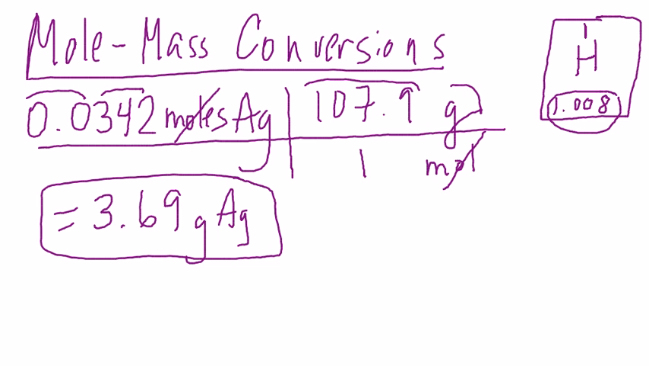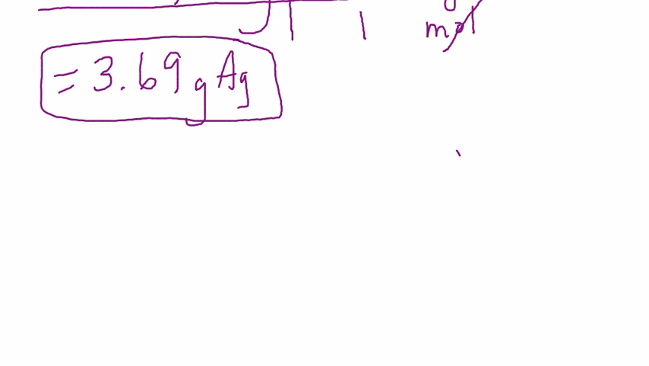Let's try a similar problem. However, this time we're going to use something that's already given to you in grams, and we're going to figure out what that is in moles. So our next example might be, let's say you're given 25.0 grams of carbon dioxide, CO2.